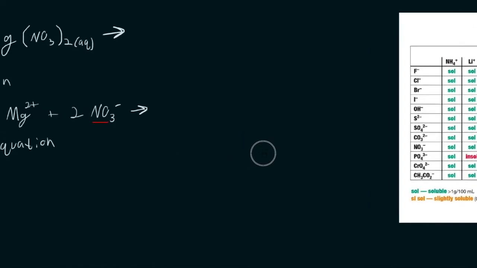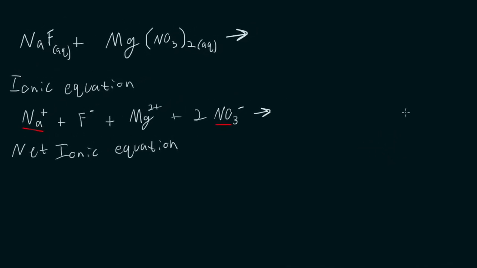And so the NaNO3, I could write this up here. I could say NaNO3, and I know it's going to be just like that because it's going to be 1 plus and 1 minus. That's going to be aqueous. That's still going to be an aqueous solution. So then I could write these guys down here, Na plus, NO3 minus, okay?